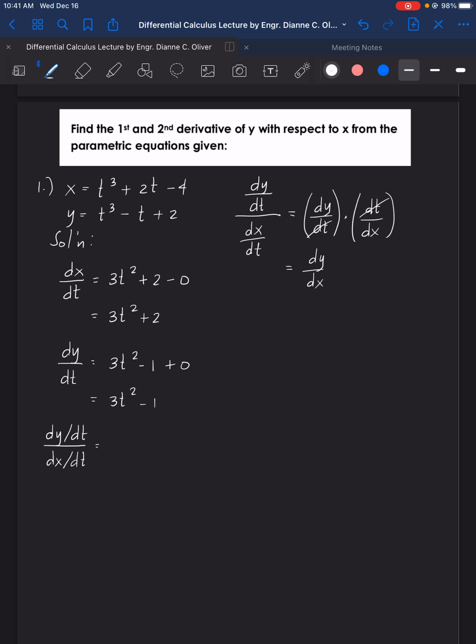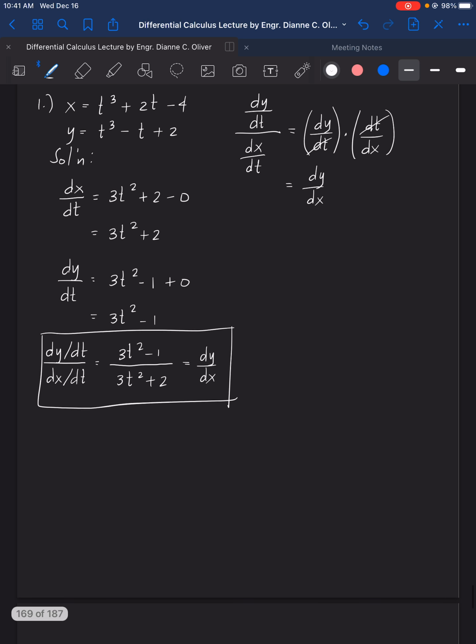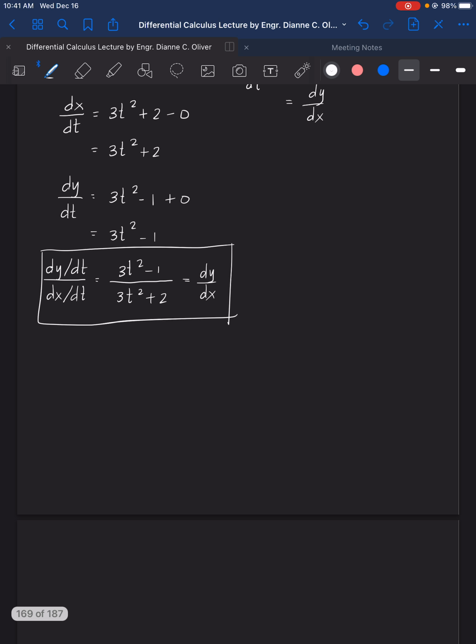The value of dy over dt is equal to 3t squared minus 1 all over the value for dx over dt, which is 3t squared plus 2. And that is now the derivative. So that is your dy over dx. So this is now the answer. Now how about for the second derivative? Now observe that this is our first derivative.